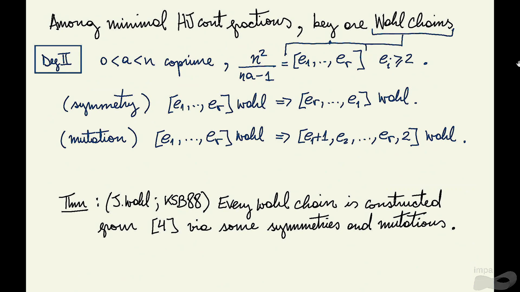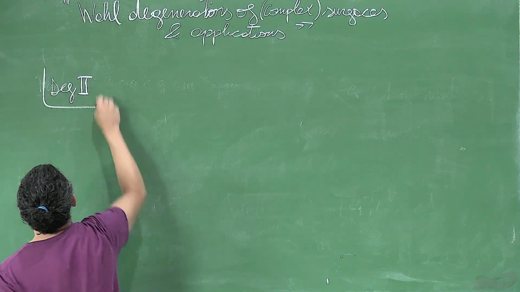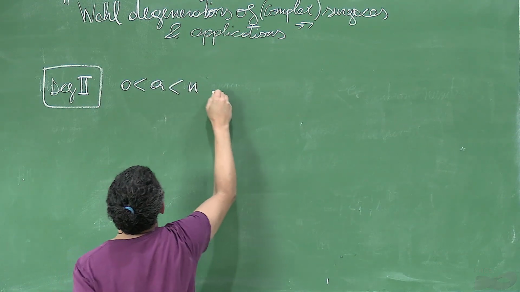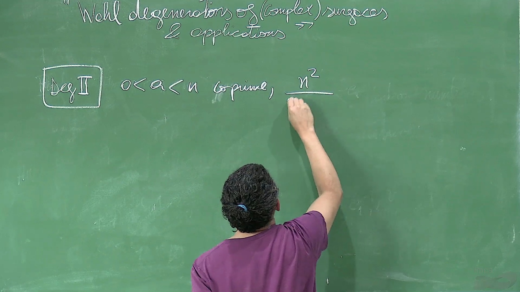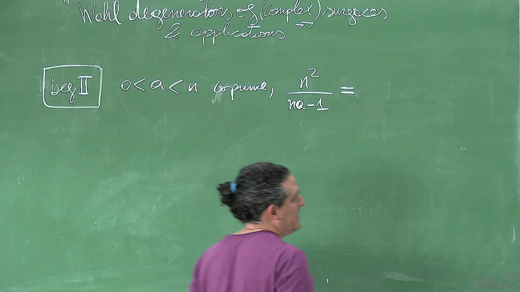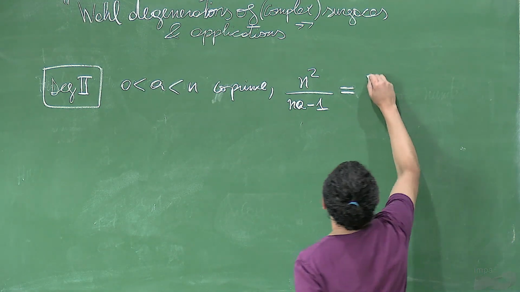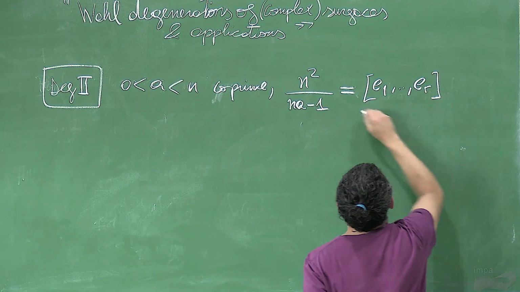Okay, so now I move on. Among these minimal continuous fractions, the most important ones are the Wahl chains. So now I want to define them. They are very particular fractions, very particular rational numbers. So this is definition 2. You take now coprime numbers, A and N, coprime, and then consider this rational number, N squared over NA minus 1. And you know there is a minimal chain corresponding to that. Those are Wahl chains.